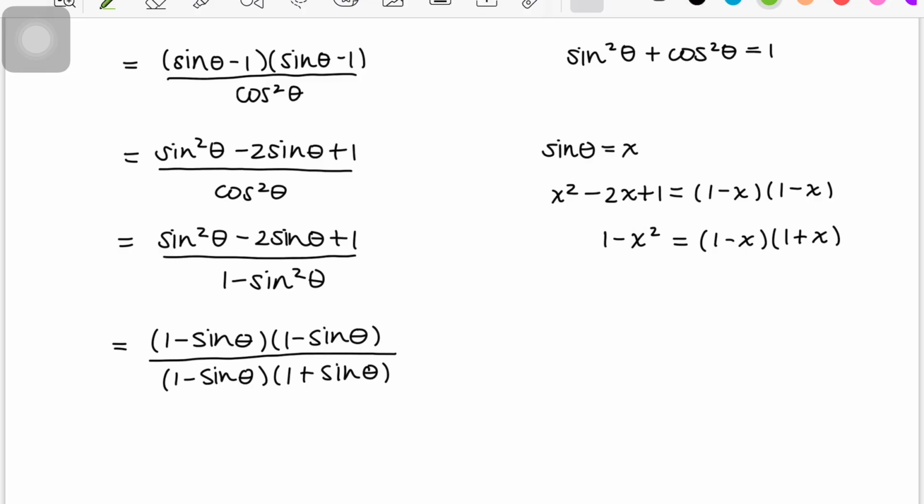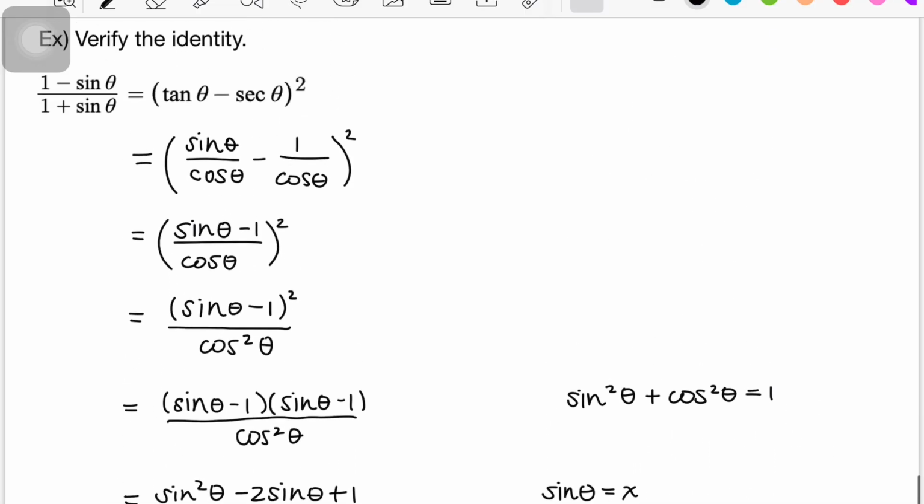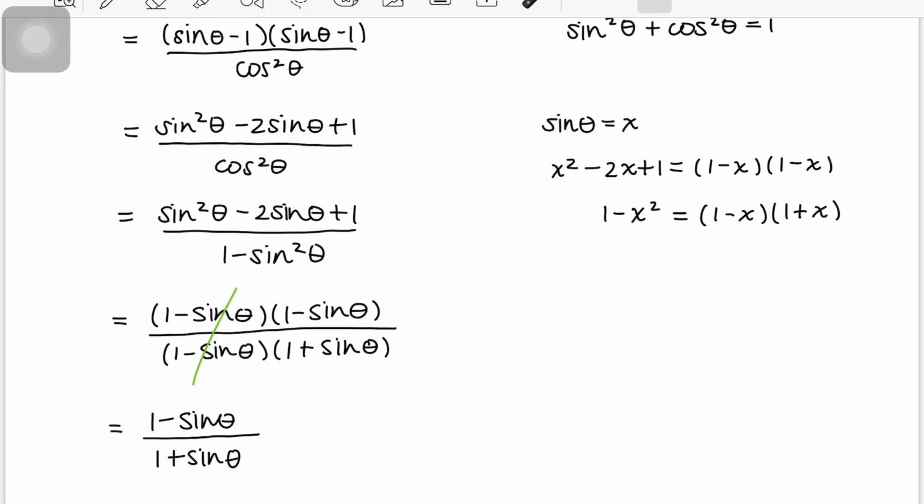Now we can easily see that these guys will cancel in the top and bottom here. And what we're left with is 1 minus sine theta on the top, and then 1 plus sine theta on the bottom. All right, now going back to our original identity, that is exactly what we were trying to find. So by simplifying this more complicated side of our identity, we showed that the left-hand side was in fact equal to the right-hand side, and so this identity is true.